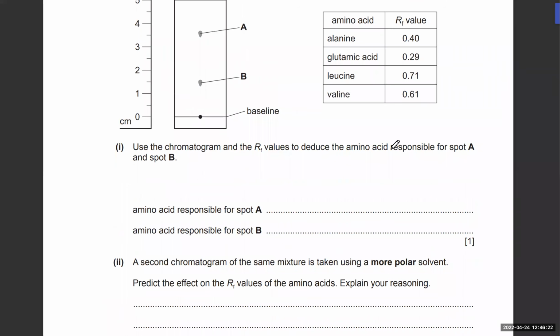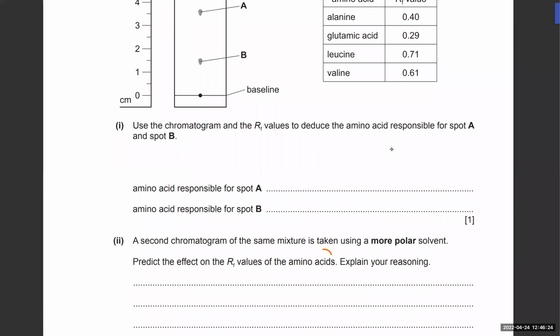Now remember, amino acids, what are amino acids? Are they polar or not? They are polar. Yes, they're very polar. They can form hydrogen bonds because they've got a carboxylic acid group, they've got an NH2 group. They're actually extremely polar because they can form hydrogen bonds on both sides.